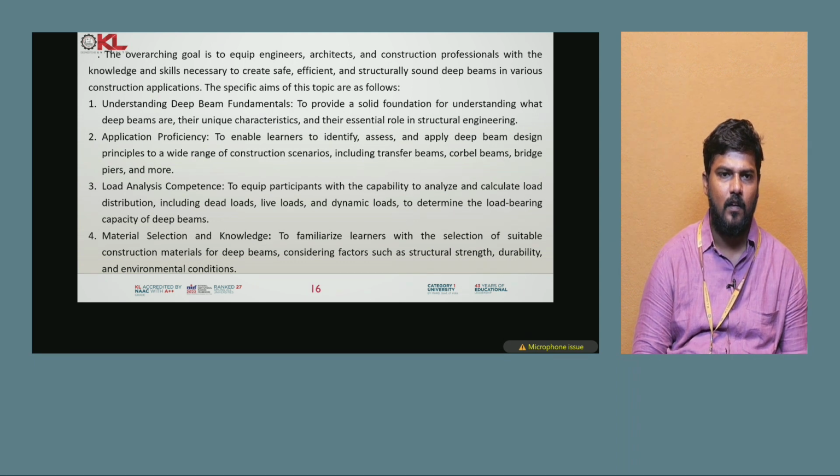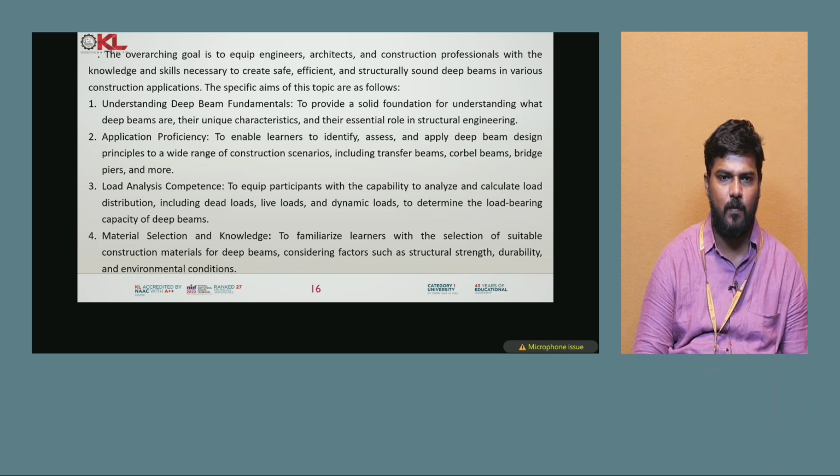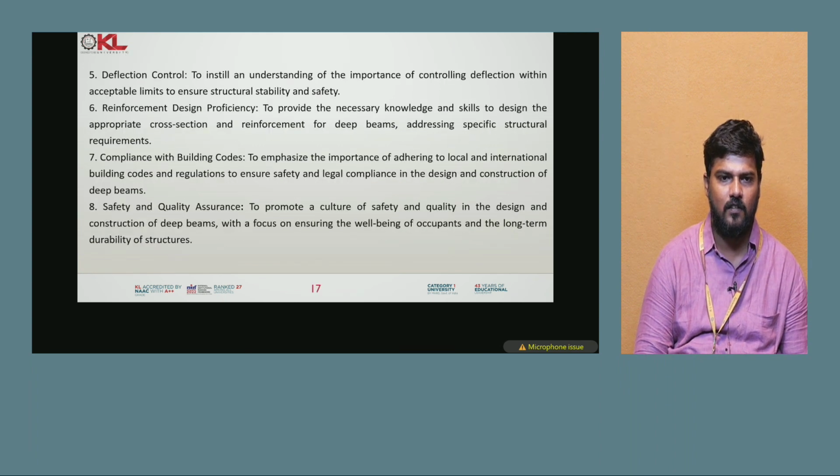Next one is understanding deep beam fundamentals, to provide a solid foundation for understanding what deep beams are and their unique characteristics and their essential roles in structural engineering. And application proficiency: apply deep beam design principles to a wide range of construction scenarios including transfer beams, corbel beams, bridge piers and more. Next is material selection and knowledge of construction materials for deep beams, considering factors such as structural strength, durability as well as the environmental conditions. And also we have already seen what is meant by deflection control, reinforcement design proficiency, compliance with building codes, safety and quality assurance.